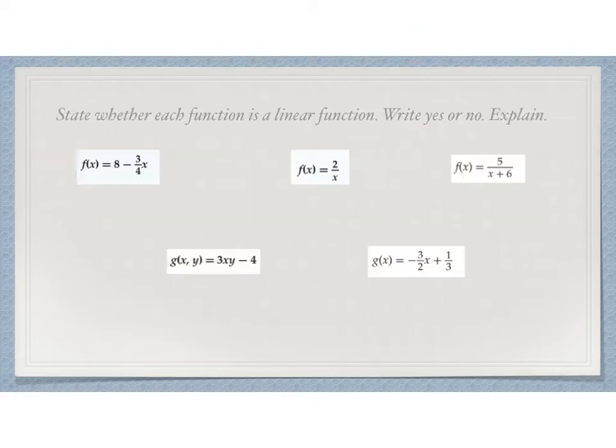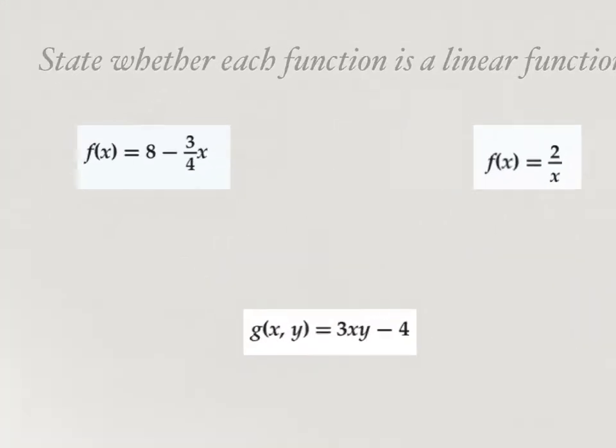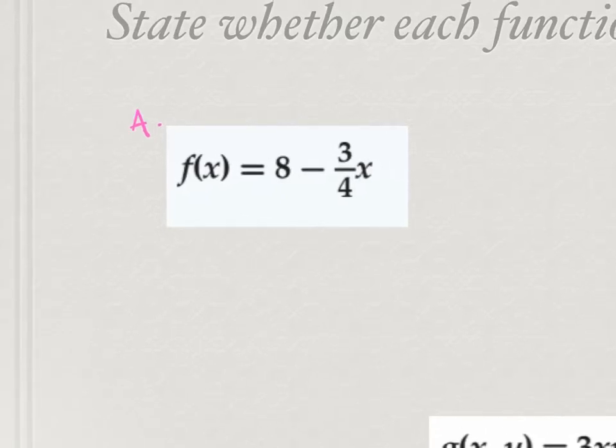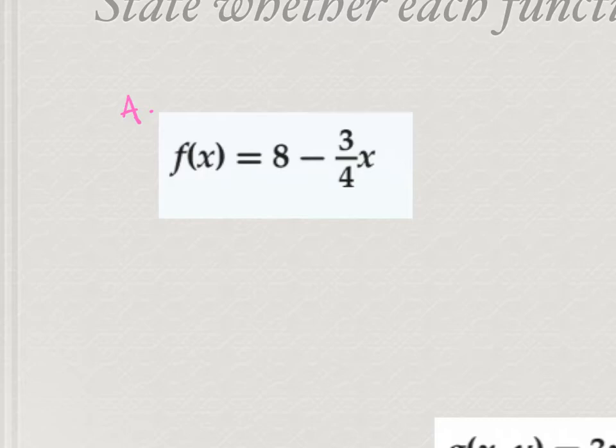All right, here we have some examples. State whether each function is a linear function, write yes or no, and explain. Looking at the first one here, let's call it a. Do we think it's a linear function or not linear? Do you think it's linear or non-linear? Linear. So f of x, remember, is just a fancy way of saying y. So we have a y and an x. The only thing that's happening here is multiplication and subtraction. So this would be linear.